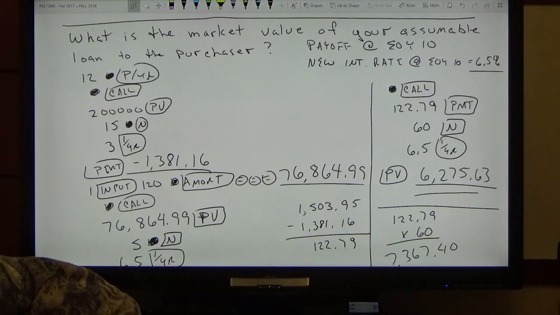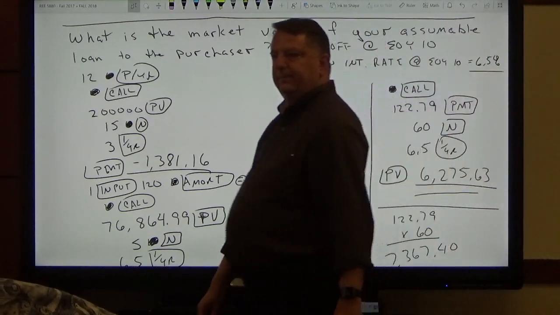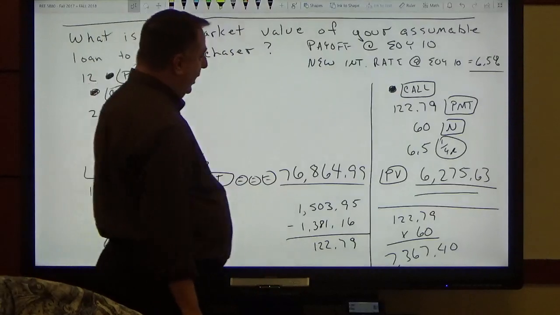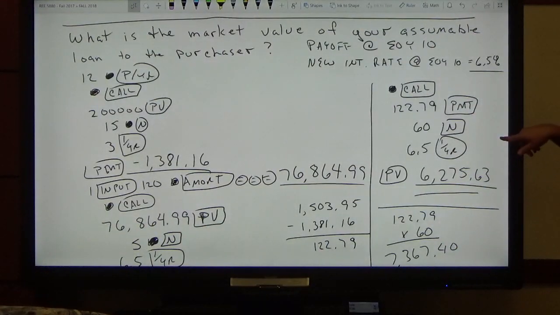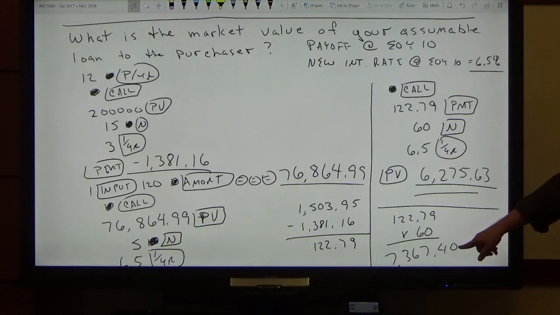Yep. Why wouldn't they be willing to pay the 7,367? That's what you're saying. Well, because this is the present value of that in today's dollars. That's over 5 years. I mean, this is over the 5 years. Okay, because under this scenario, you're basically saying to the person, I'm going to give you a check right here today for $7,300. He would gladly accept that.